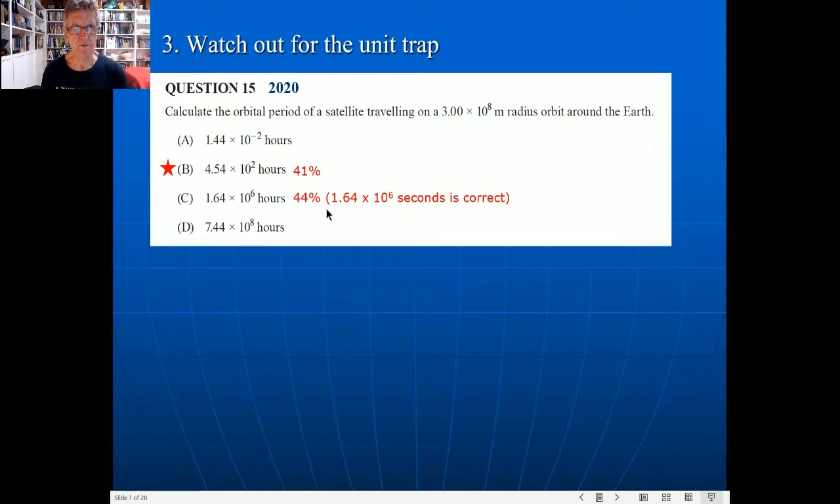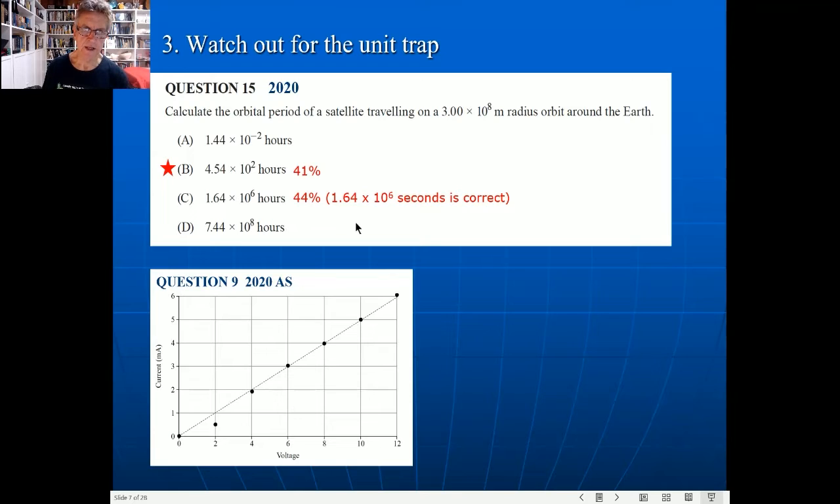Now what trapped them was that when you work it out in seconds, it comes to 1.64 by 10 to the 6 seconds. Now I suspect students saw that on the calculator, noticed that number as one of the options and just said, yep, that's it. But the number's right, but that's in seconds. So if you convert to hours, it comes to this one here. And so 41% of students did it. 44% just left it in seconds and assumed this was it. So that's a trap. So you've got to watch out for those things.